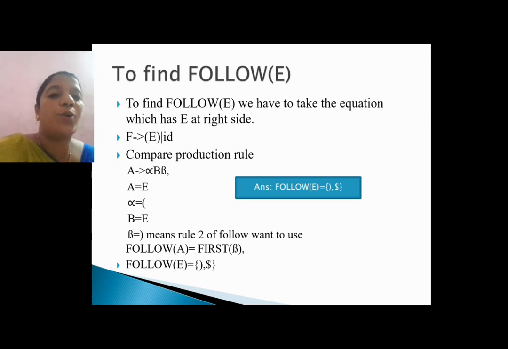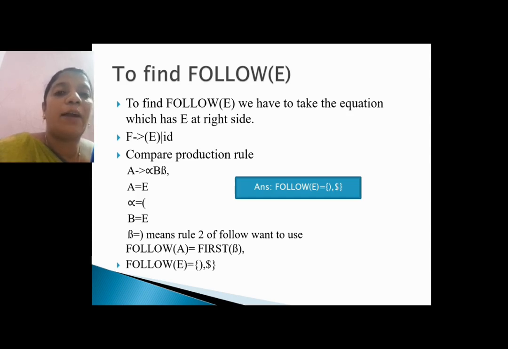Already I told you, for finding follow function, what are rule 2 and rule 3? If beta is not equal to epsilon, I have to use rule 2. If beta is equal to epsilon, I have to use rule 3. By the above concept, we came to know that beta is equal to close parenthesis. Then I have to use rule 2, right? So I am using rule 2. My formula is follow of A equal to first of beta. Now tell me what is A and what is beta. A equal to capital E, beta equal to close parenthesis. Finally my answer is close parenthesis for follow of E.